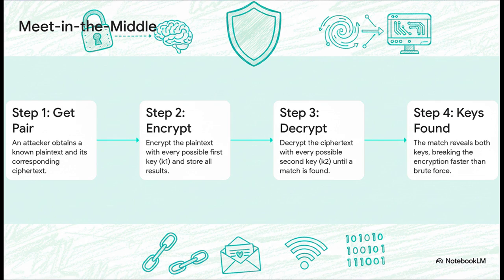Instead of trying to guess the two secret keys at once, attackers figured out they could work from both ends towards the middle. They'd encrypt the original message with every possible first key, and then decrypt the final message with every possible second key, and just wait for a match. It was a brilliant shortcut that made this double encryption way, way weaker than anyone expected.